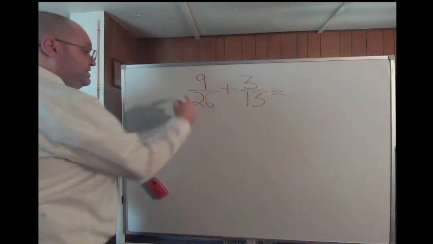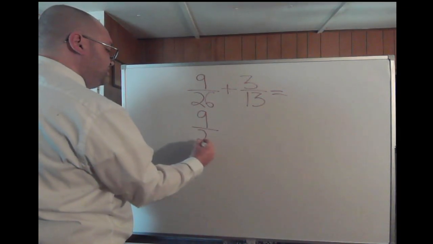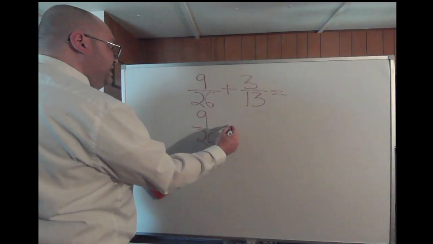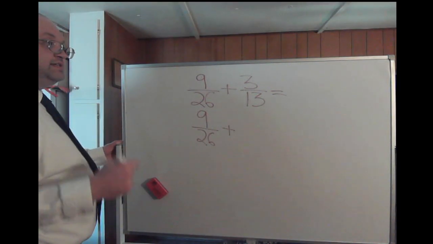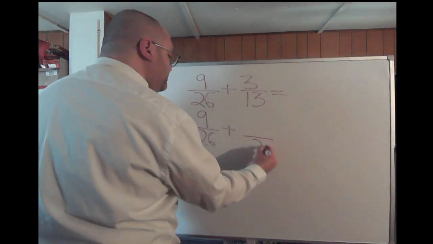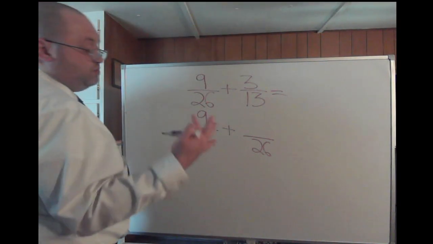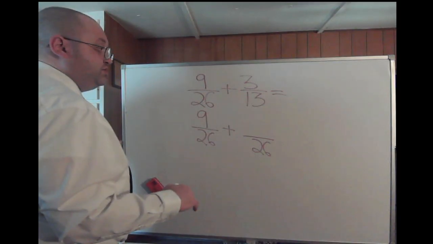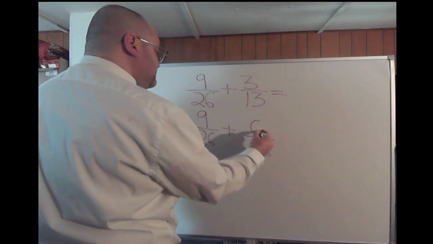Well, your 9/26 is already good enough. It's already got a denominator 26. But we need to deal with that 3/13. We need to convert 13 into 26. In order to do that, you got to multiply the denominator by 2. You'll get 26. And then what you do, of course, to the denominator, you got to do to the numerator. You'll have to multiply the 3 times 2, which will make that 6.